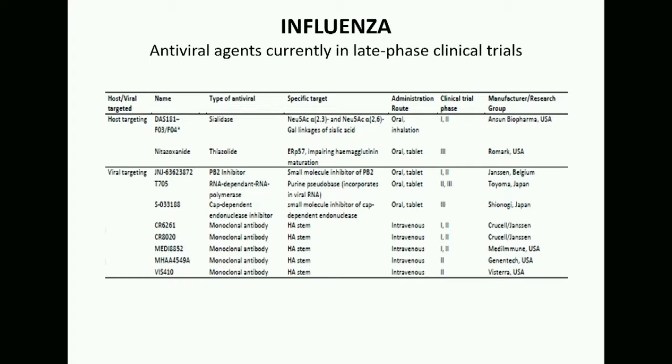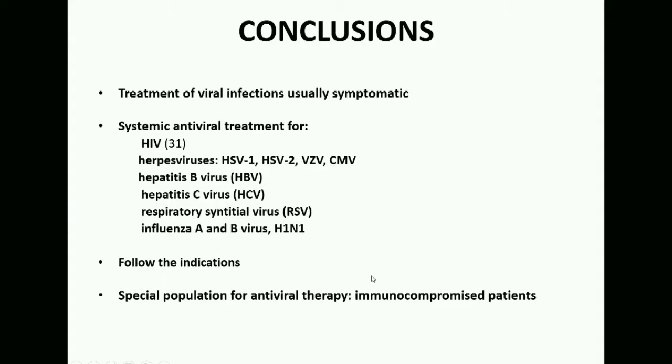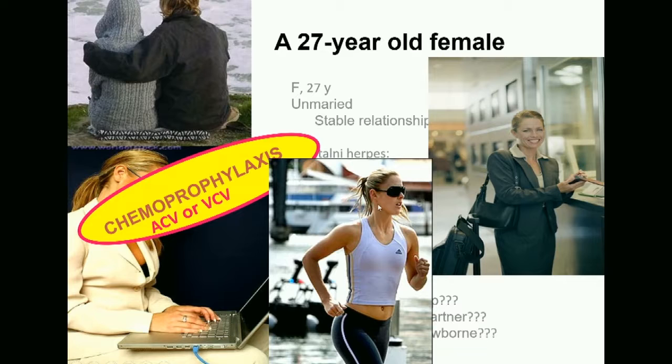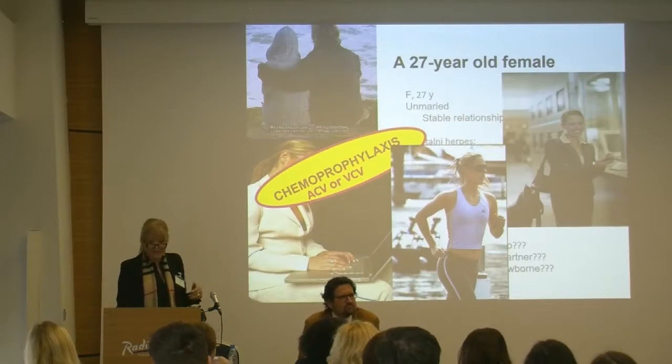However, let's have a look at the future. There are several new drugs upcoming. They are in the late phase of clinical trials, so we might expect new drugs coming on this board as well. So to conclude, treatment of viral infection generally is symptomatic, however, not only symptomatic. We do have some good treatments, but we should follow the indications, and special populations should have special attention. Of course, we do have help for this lady from the beginning. You see now, when she got chemoprophylaxis, she's very happy running, traveling, and doing other things as well.